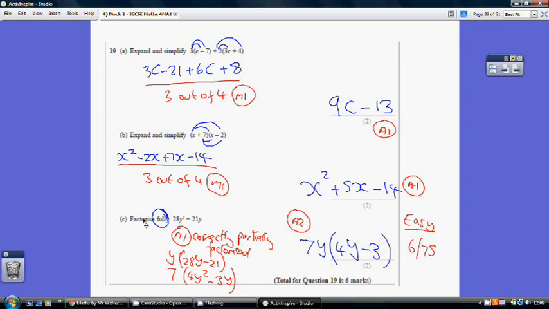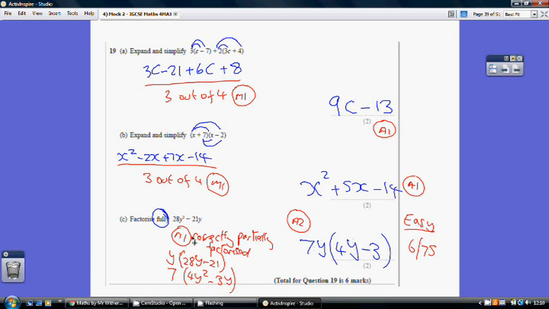Now part C, remember factorize means put the brackets in, and when it says fully, this has got to remind us that there's got to be more than one part that we're taking outside the bracket, so a number and a letter. So what's the highest common factor of 28 and 21? That's 7. And what's the highest common factor of y squared and y? That's y. So 7y, open up your bracket.